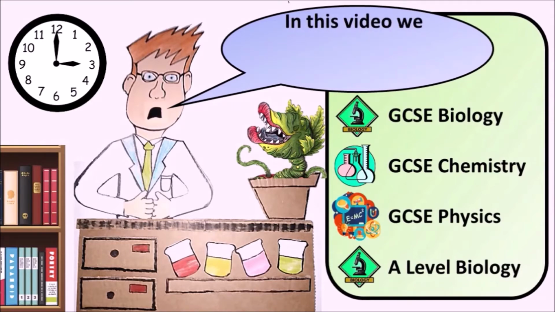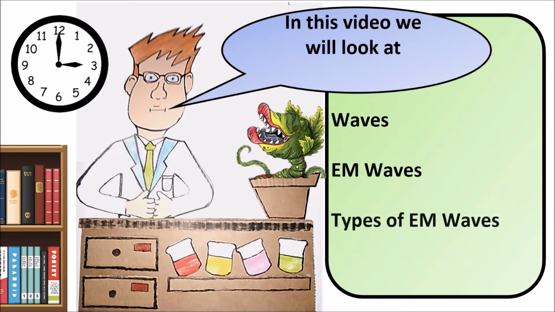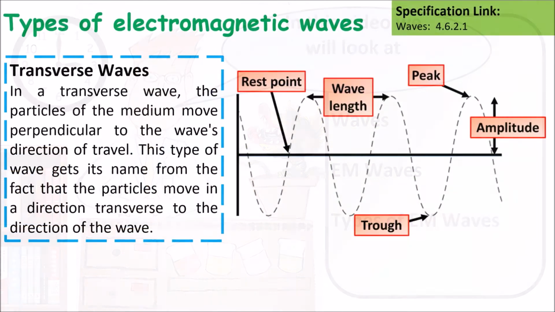In this video, we will look at waves, EM waves, and types of EM. In a transverse wave, the particles of a medium move perpendicular to the wave's direction of travel. This type of wave gets its name from the fact that the particles move in the direction transverse to the direction of the wave.